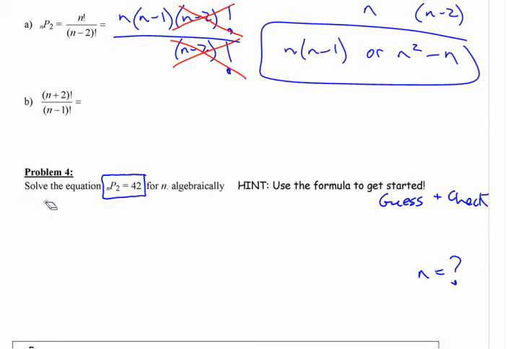What would your guess be? What do you think? What might you try there? Is it 7? Have you tried it? Maybe. No, seriously, you could do it that way. Is n 7? 7P2, does that work? Does it give you 42? I don't think so, because that'll end up being a pretty big number. 6? 5? Anybody try any of these things by guess and check?